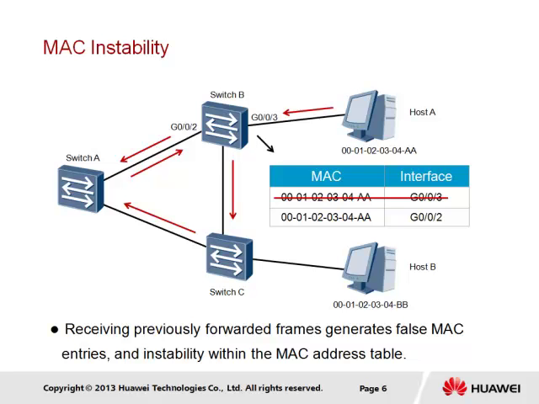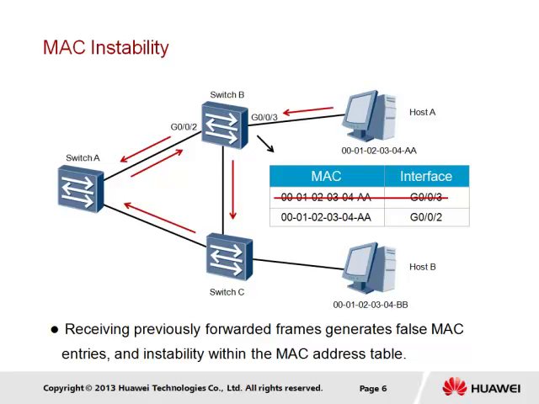Switch C will also flood a copy of this frame to switch A and host B. However, for simplicity, we demonstrate the flow only to switch A here. Switch A will flood the frame to switch B that will again record the MAC entry, but this time originating from interface gigabit Ethernet 0/0/2.